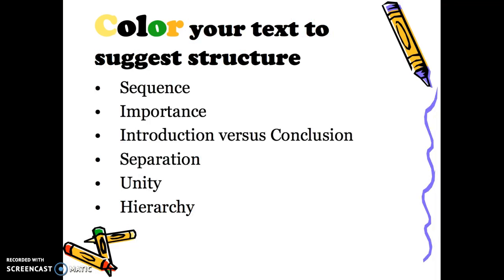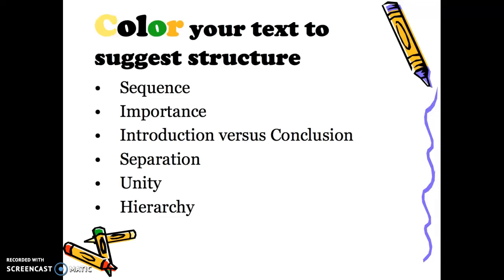You can also use color to suggest structure. For example, you can use color to differentiate a sequence of things. So if you want to show things happen in a certain order, you can use colors to help emphasize that. Or if things have different importance, distinguishing your introduction from your body from your conclusion.